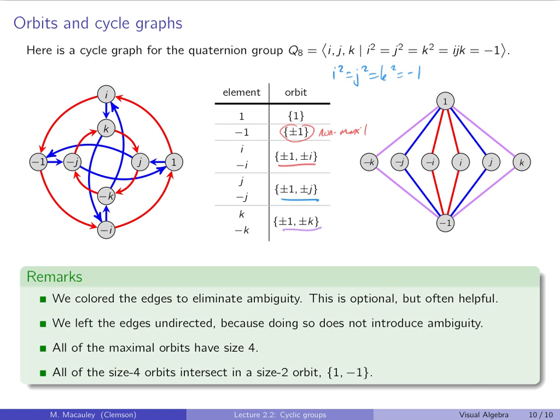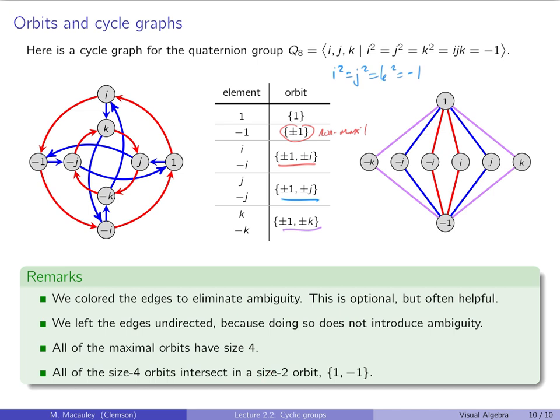Also notice here that these 3 orbits all intersect in these 2 elements right here, 1 and -1. And you can see that here. If you take any 2 of these 4-cycles, they intersect right here. So I think I've said most of these remarks. We've colored the edges to eliminate ambiguity. It's optional. We left the edges undirected. I don't want to bias i or negative i to be a generator. All the maximal orbits have size 4, and they all intersect in a size 2 orbit.